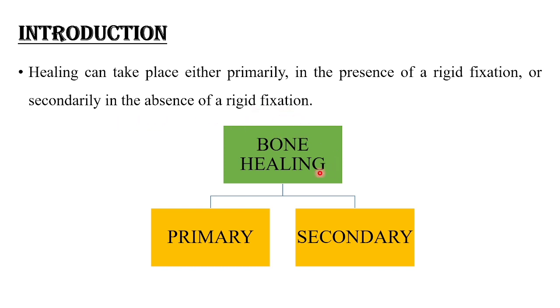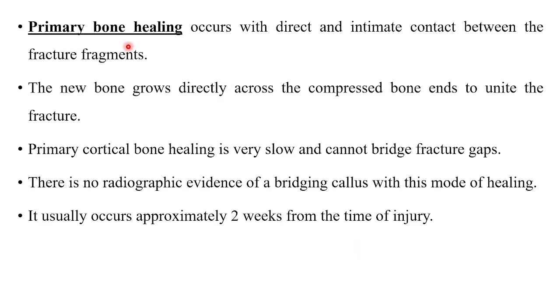Bone healing or fracture healing is mainly classified into primary bone healing and secondary bone healing. Primary bone healing occurs with direct and intimate contact between the fracture fragments. The new bone grows directly across the compressed bone ends to unite the fracture. Primary cortical bone healing is very slow and cannot bridge the fracture gaps. There is no radiographic evidence of bridging callus with this mode of healing. It usually occurs approximately 2 weeks from the time of injury.